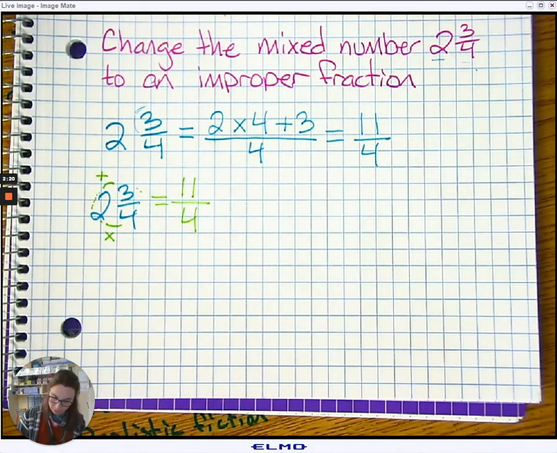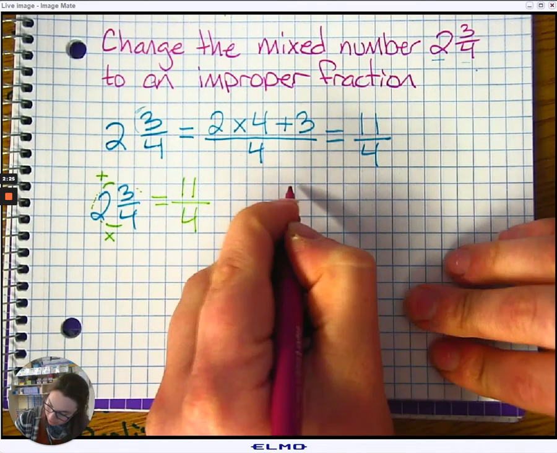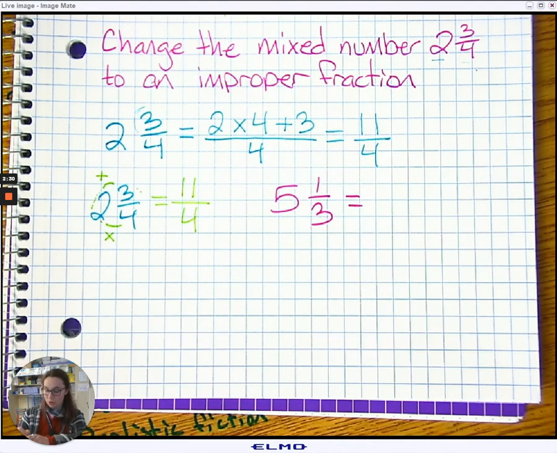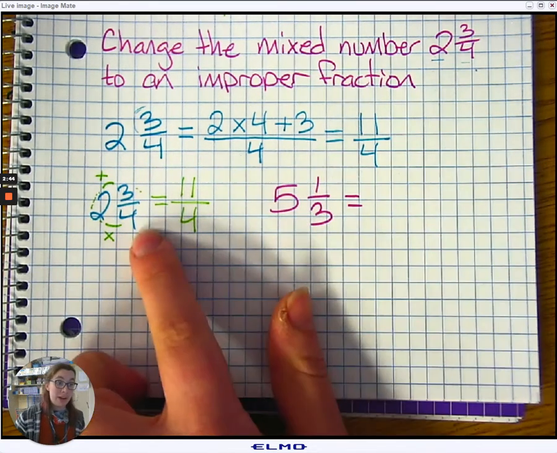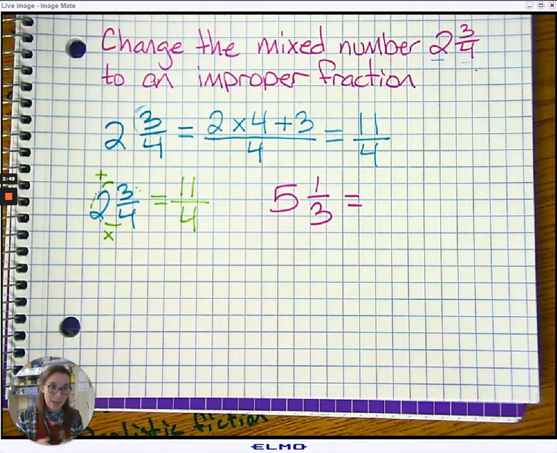So let's do one more here. I have the mixed number 5 1/3. I need to change that into an improper fraction. Let me tell you, it's so much easier to add, subtract, multiply, and divide improper fractions than it is mixed numbers. It is just faster and easier to do operations with improper fractions than with mixed numbers, because those whole numbers are just a pain and they're in the way. So get rid of them, but don't get rid of them, just mush them into the fraction.